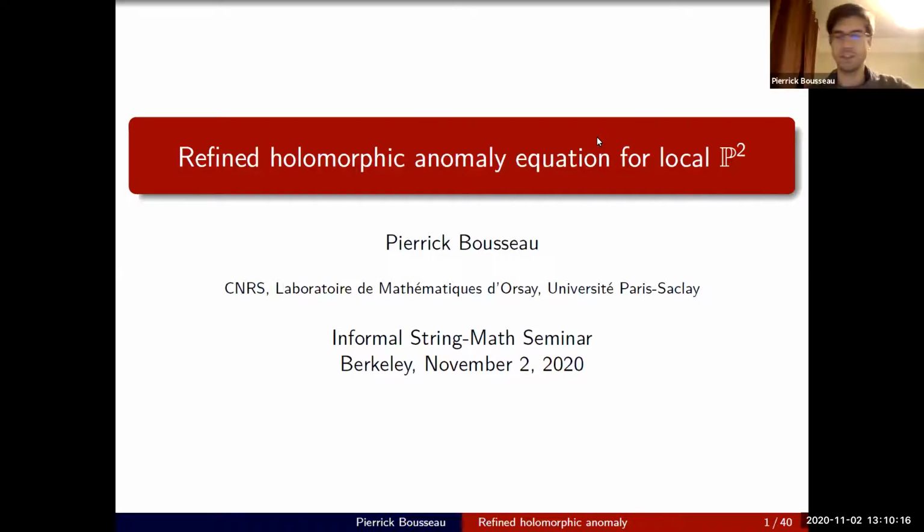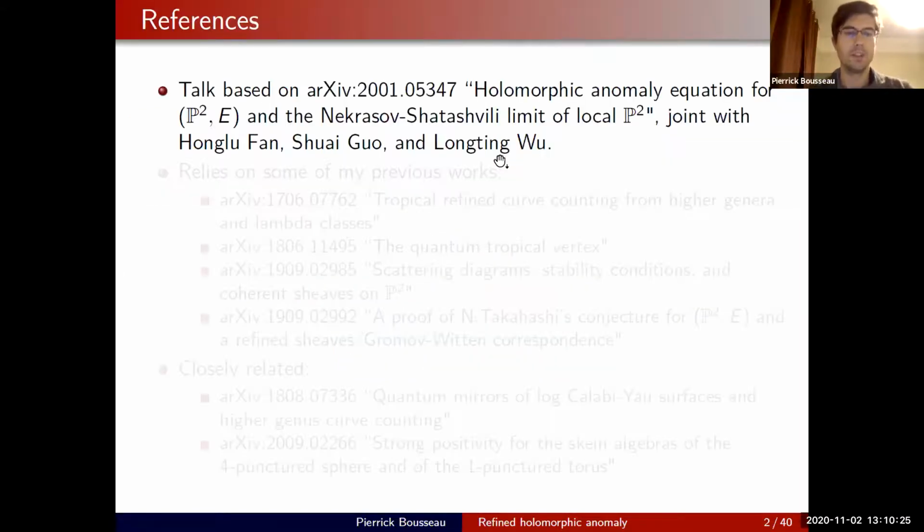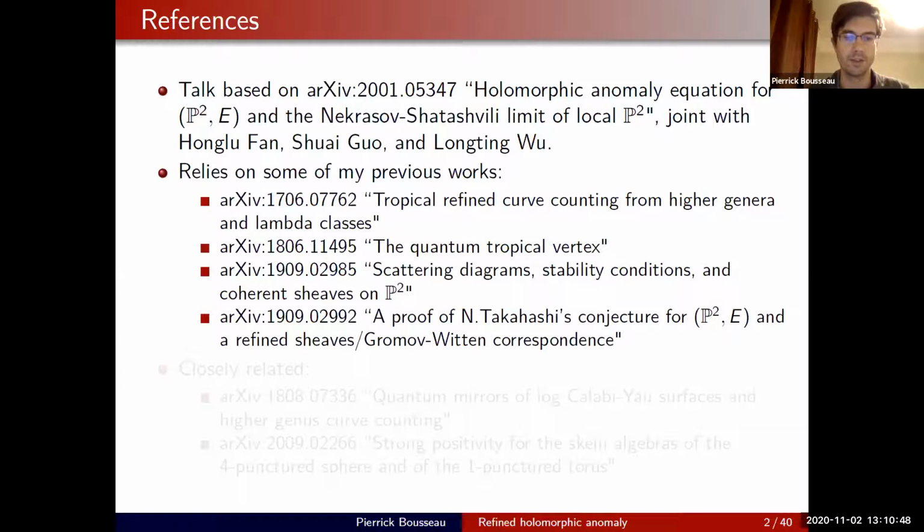Okay, so thank you very much for the invitation. Today we'll talk about some results which are essentially contained in a paper called Holomorphic Anomaly Equation for P2 and the Nekrasov-Shatashvili limit of local P2, which is joint work with Honglu Fan, Shuai Guo, and Longting Wu. But in fact, this paper is somehow the last step of a long story, which builds on quite a number of my previous works, which are just listed there for reference.